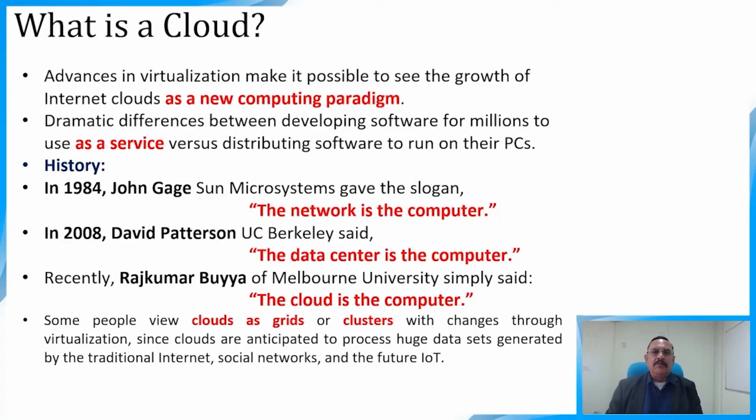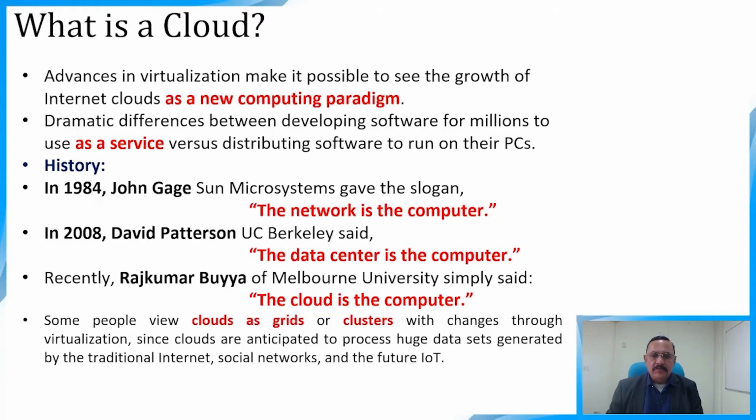Now, with this little background of the cloud and the use of the hypervisor, let us understand what a cloud is. The advances in virtualization make it possible to see the growth of the cloud as a new computing paradigm. The dramatic difference between developing software for billions to use as a service versus distributing software to run on their PCs was realized with the help of the cloud. So, let us trace back the history. In 1984, John Gage from Sun Microsystems said that the network is the computer. In 2008, David Patterson of UC Berkeley said the data center is the computer. Recently, Rajkumar Buyya of Melbourne said the cloud is the computer.